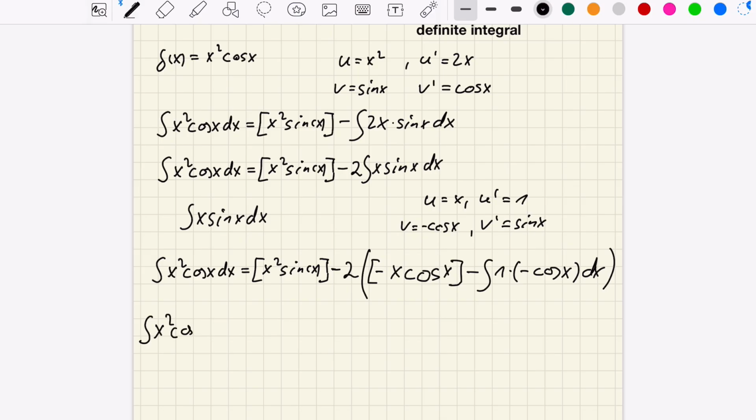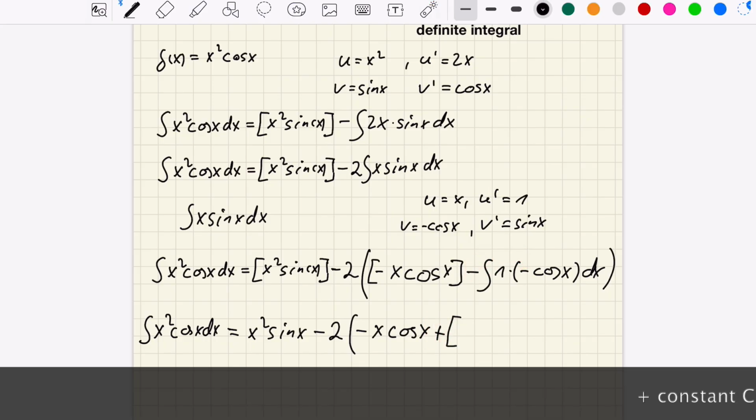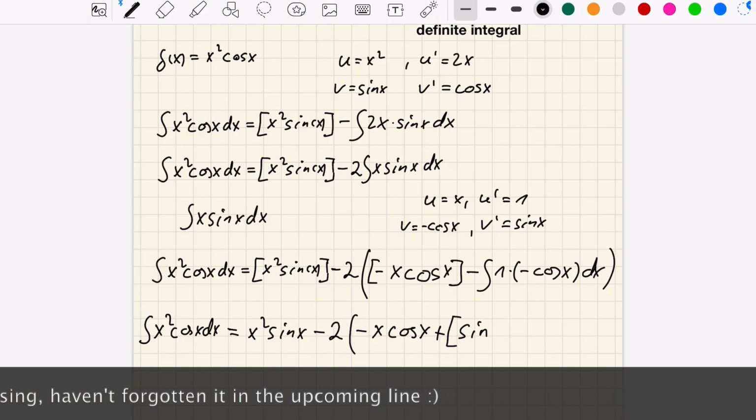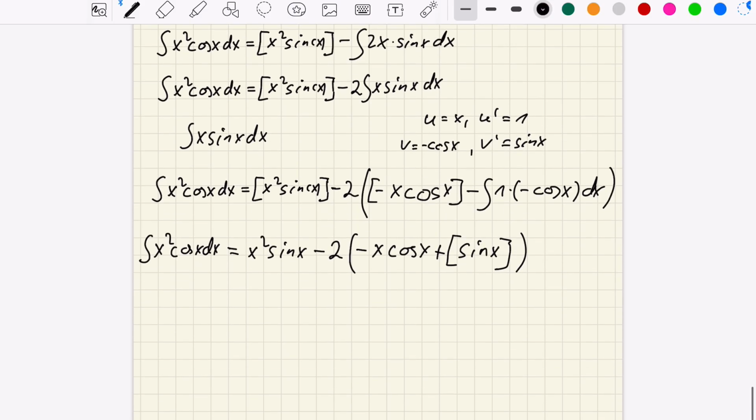I have the integral of x squared cosine x dx is equal to x squared sine x minus 2 times the integral of minus x cosine x minus, now you need to, this minus we can multiply with this minus and it becomes a plus, and the integral of cosine is sine, because if you differentiate sine, it will become just cosine, and the minus we just put in front of the integral and it becomes a plus.